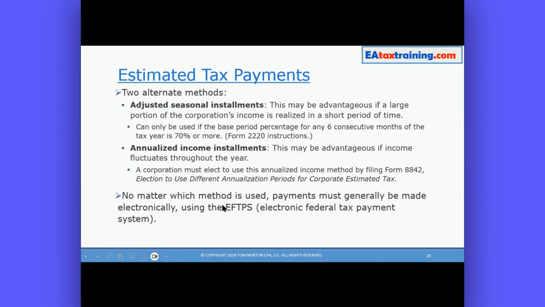No matter which method is used, whether it's one of these two methods or it's method 1 or method 2, the payments need to be made electronically to the IRS using the EFTPS, the Electronic Federal Tax Payment System.